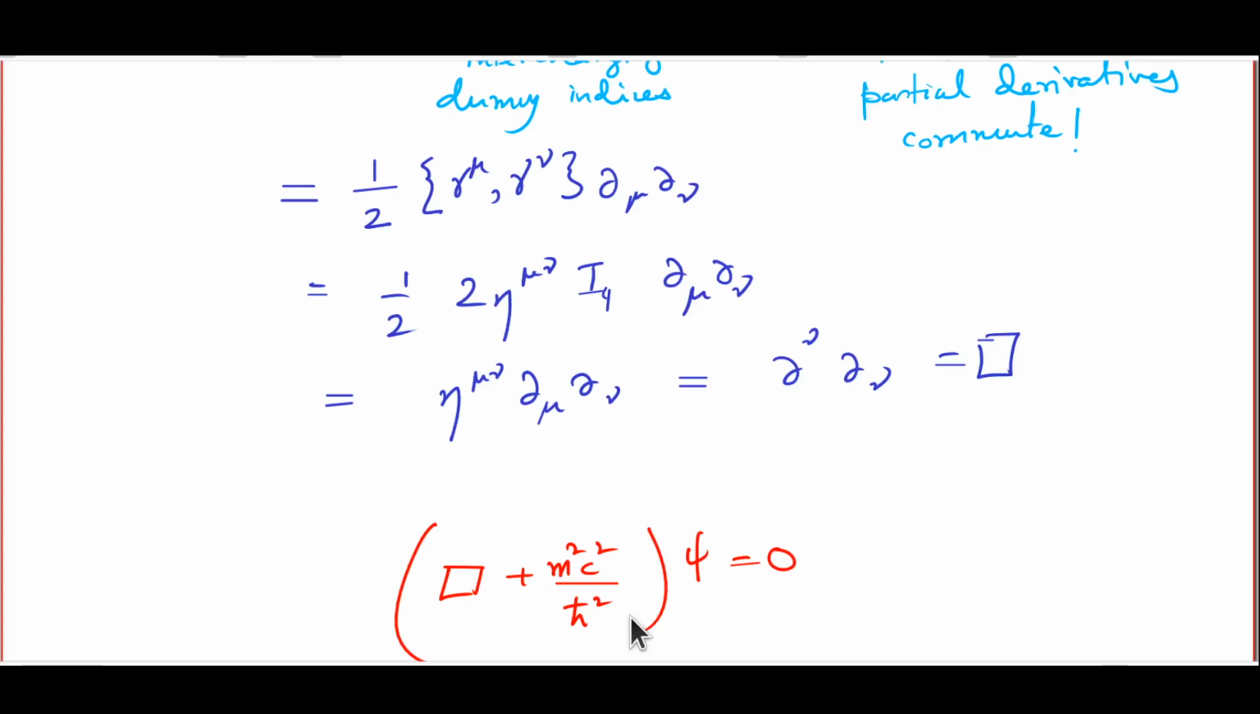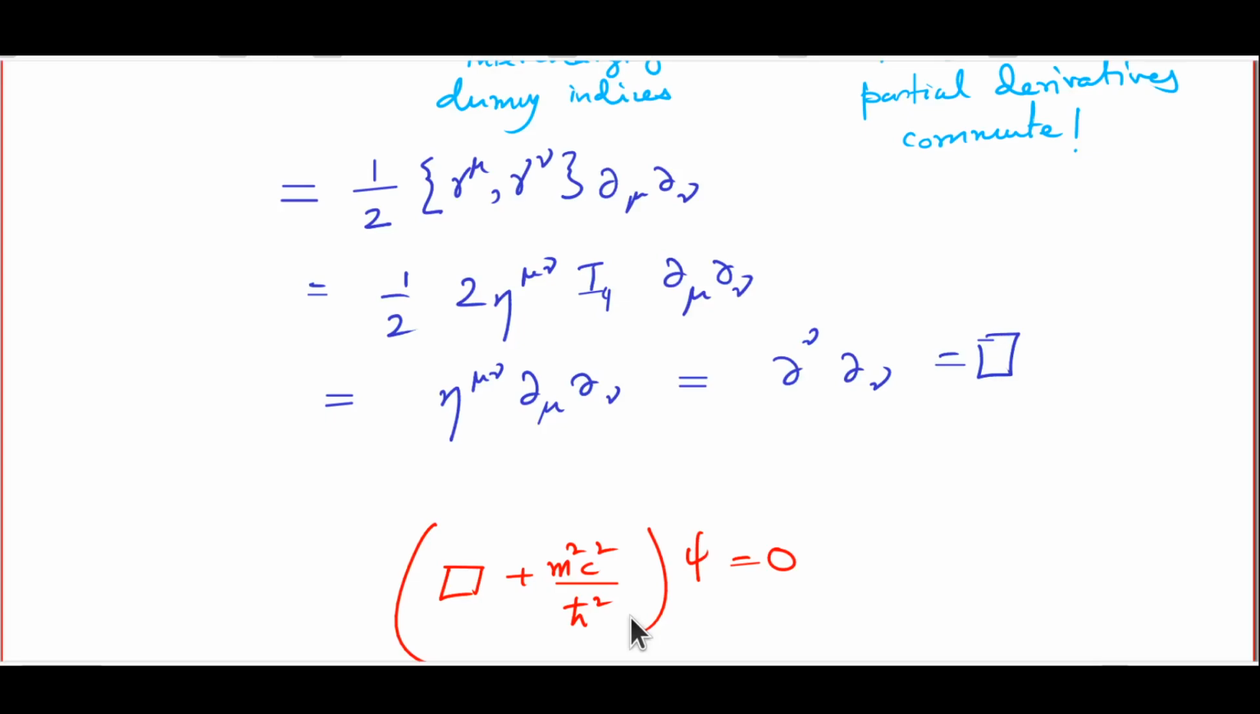Note that this is not a new or unexpected result. After all, we had used the fact that the Dirac equation must imply the Klein-Gordon equation to find conditions on the matrices β and α, which actually has been translated to this anti-commutation relation on the gammas.